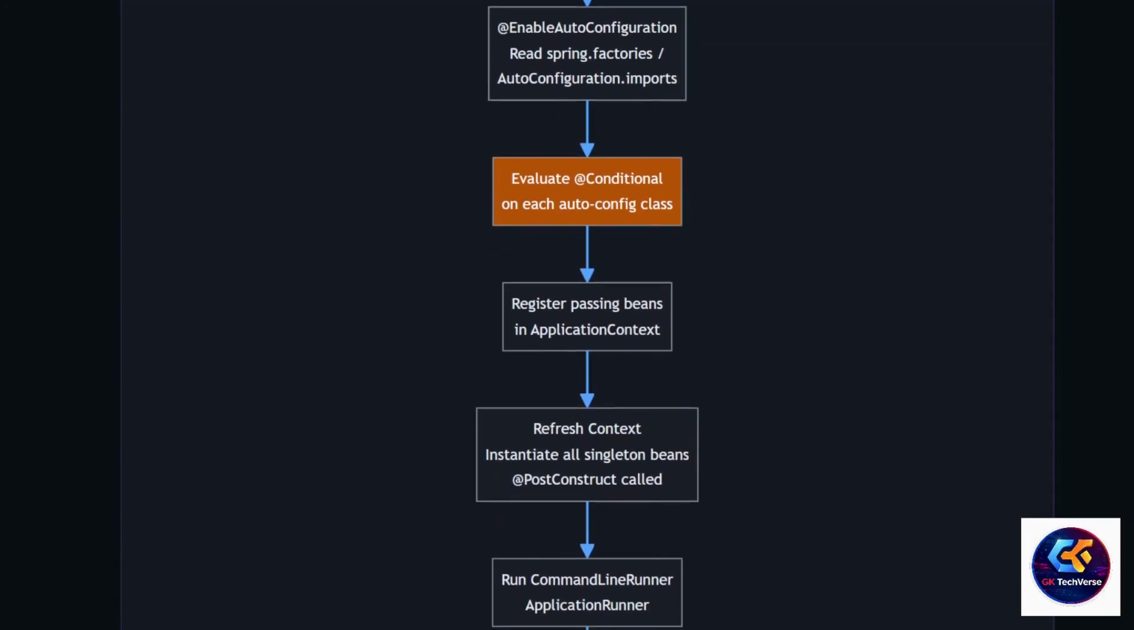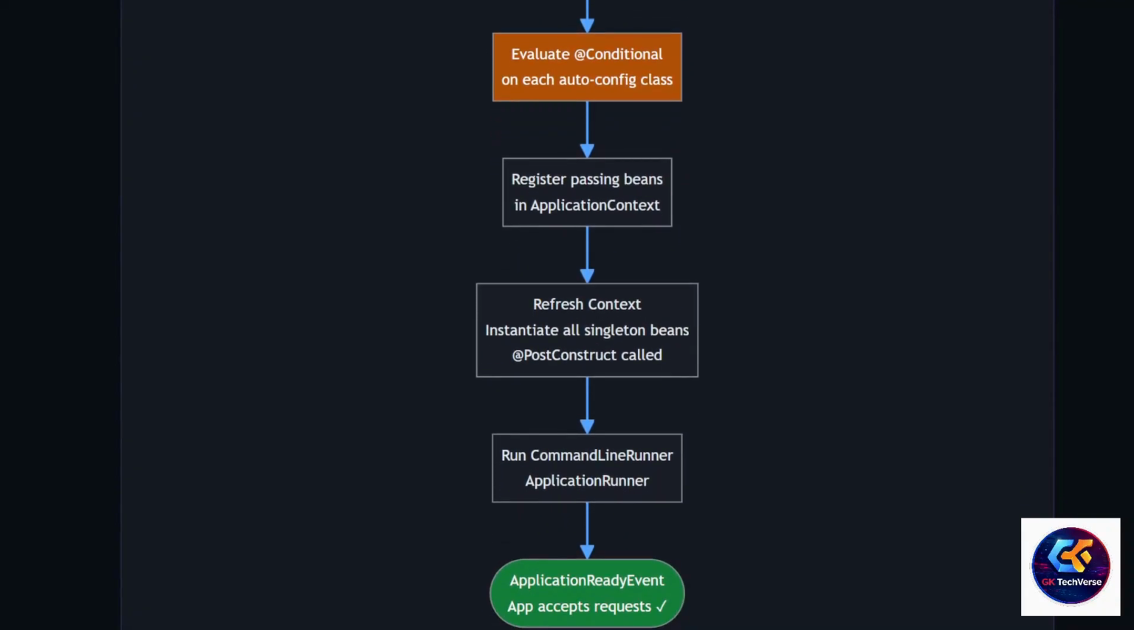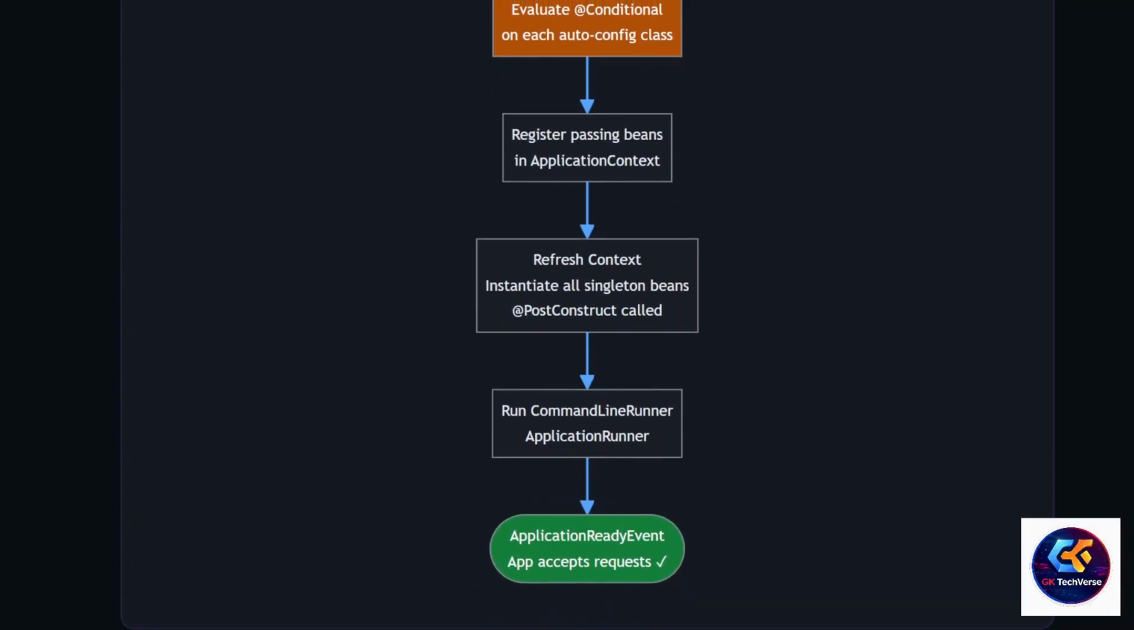Then @PostConstruct will be called. CommandLineRunner will start. And then the ApplicationReadyEvent fires, which accepts your requests. This is the complete flow of a Spring Boot application being ready to serve requests.